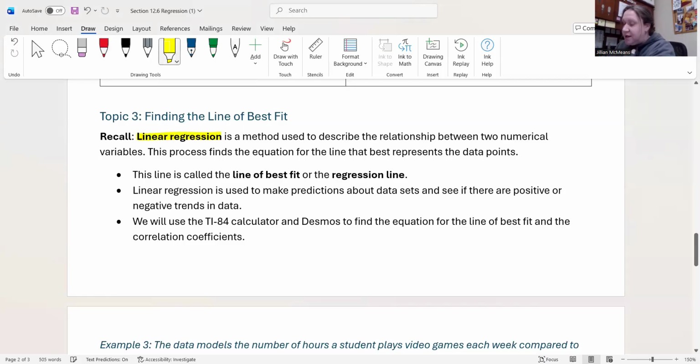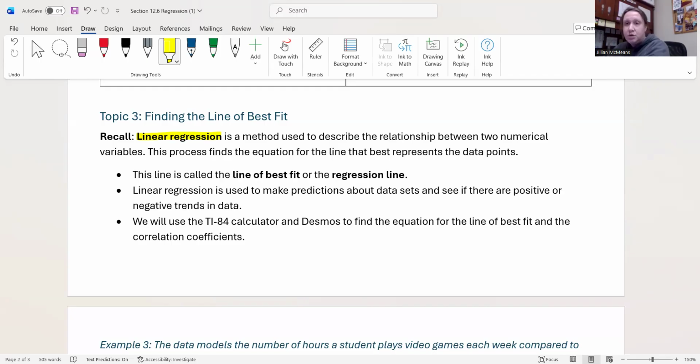Linear regression is a method used to describe the relationship between two numerical variables. This process finds the equation for the line that best represents the data points, okay? The line is called the line of best fit or the regression line, and linear regression is used to make predictions about data sets and see if there's a positive or negative trend to that data.